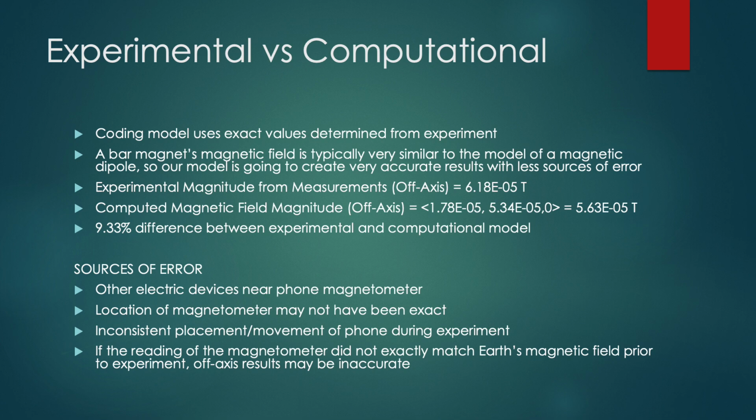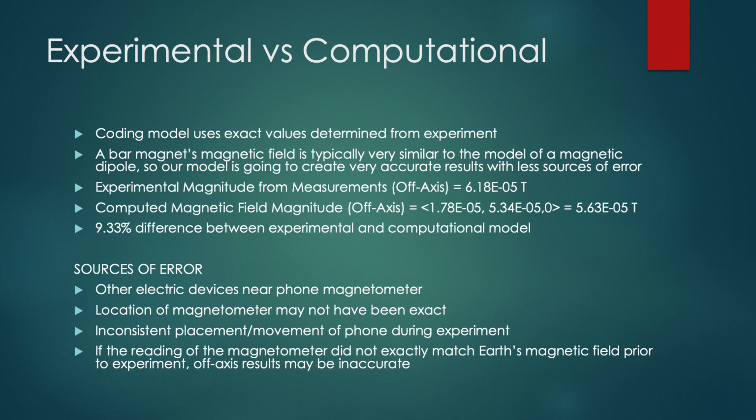For the experimental versus computational model, the coding model uses exact values determined from the experiment, but the experimental magnitude from my measurements off-axis was 6.18 times 10 to the negative fifth, while the computational magnetic field was 5.63 times 10 to the negative fifth, which was a 9.33% difference.